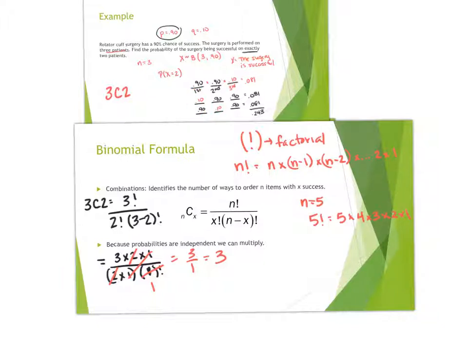So we're going to build the binomial formula for this. And to start the binomial formula, we always start off with the number of ways you can rearrange success and failure. And we call that nCx.